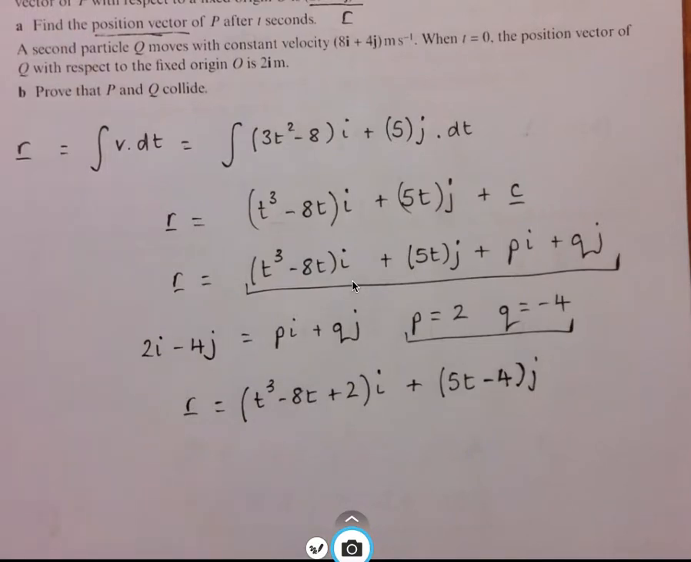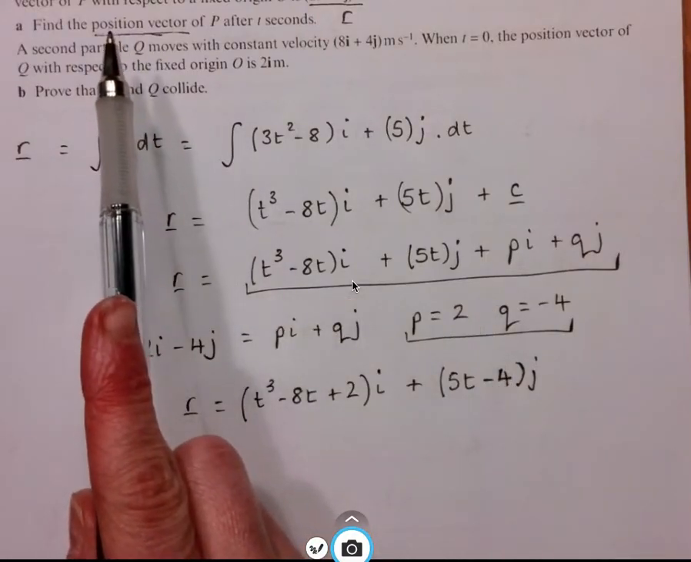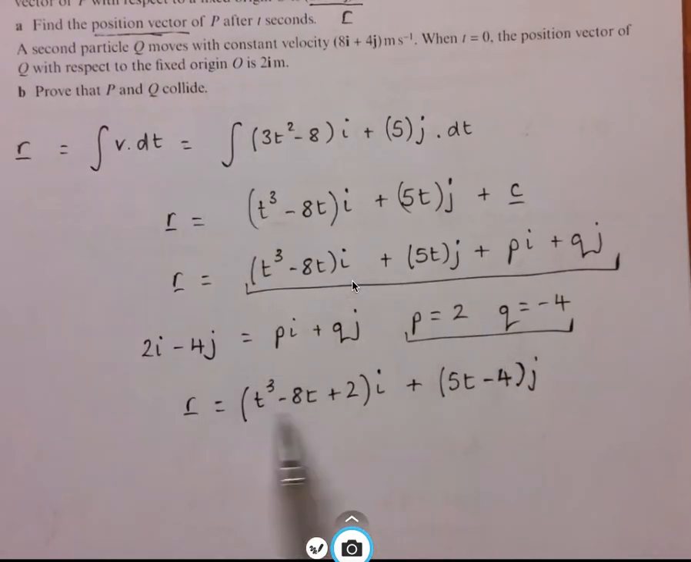If it asks for a particular amount of seconds, we just put t in now. Alright, if it asked for a distance, we'd put the value of t in, and then we'd have to use Pythagoras to work out what that distance would be.